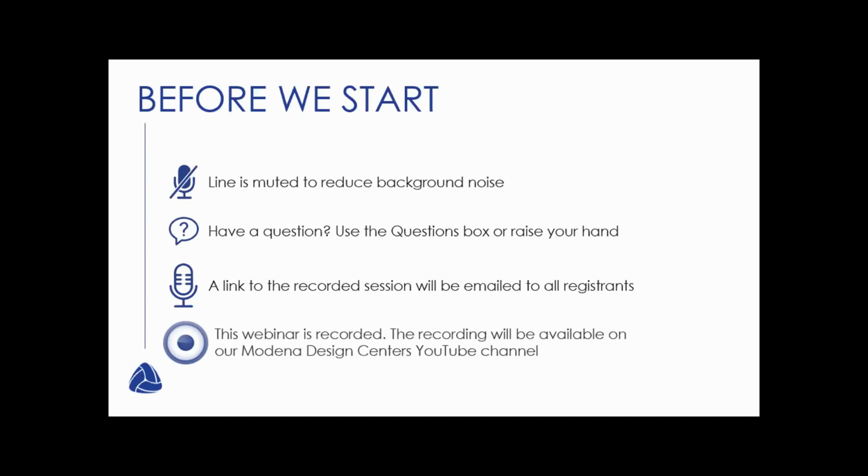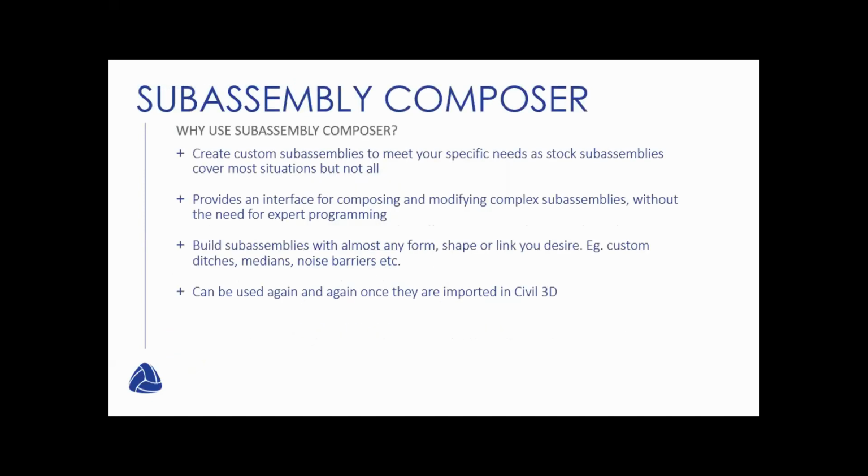Thanks, Salome. All right. So welcome, everyone. Today we're going to be going over the Civil 3D Subassembly Composer. So firstly, why do we use the Subassembly Composer? Well, first of all, it is to create custom subassemblies. So essentially, so that we can supplement our software, our Civil 3D, with additional functionality and additional subassemblies, especially if we have custom cross sections that we do need to conform to.